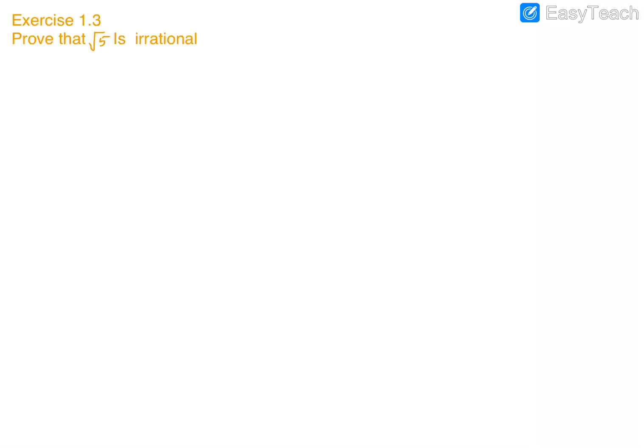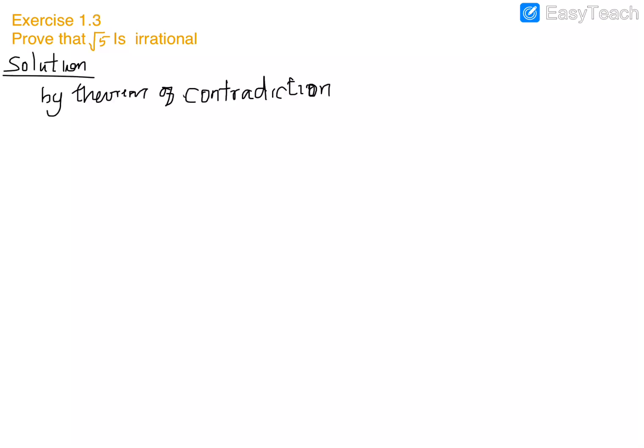Welcome to another session. Here we are going to study exercise 1.3. The first problem: prove that root 5 is irrational. To prove this, we are using proof by contradiction. By contradiction, we are going to assume the opposite, that means we are going to assume root 5 is a rational number, right?